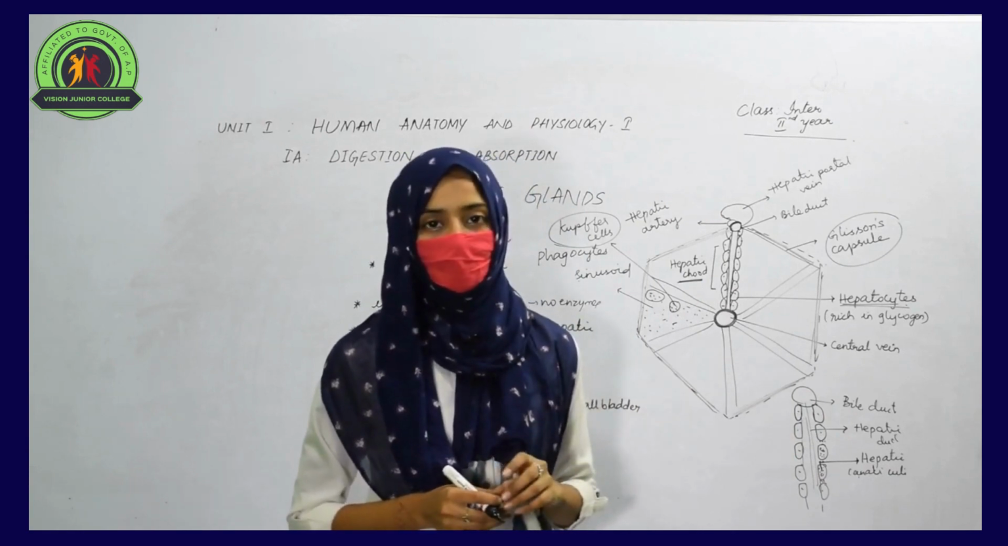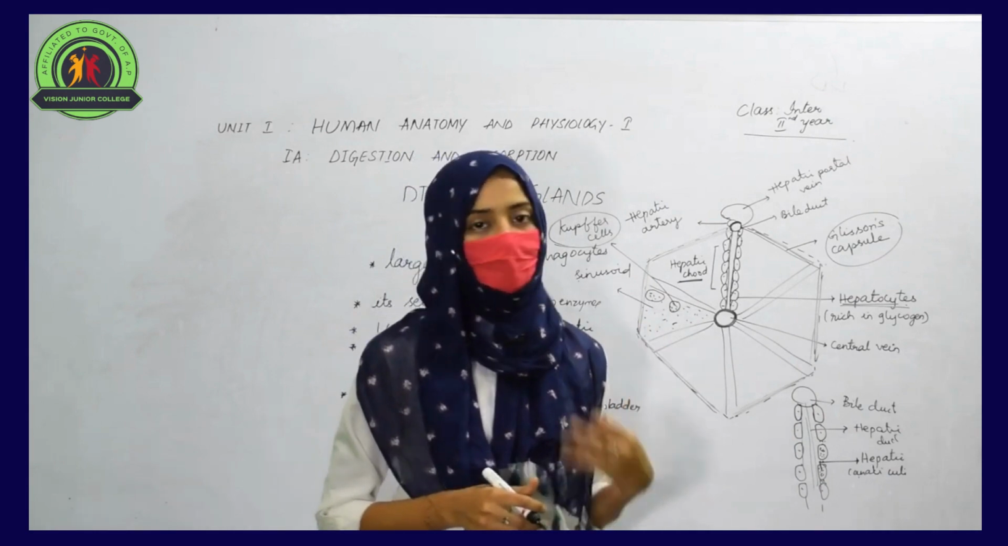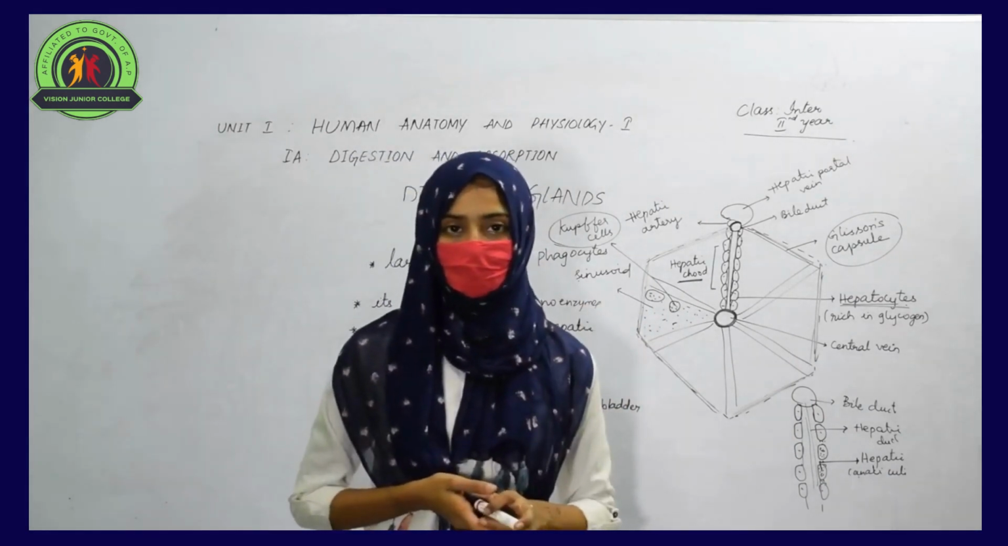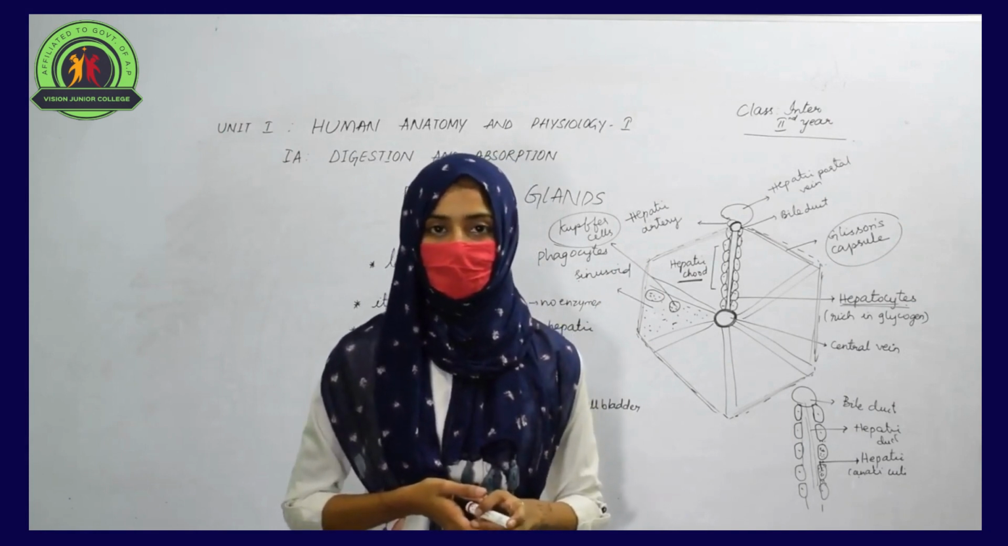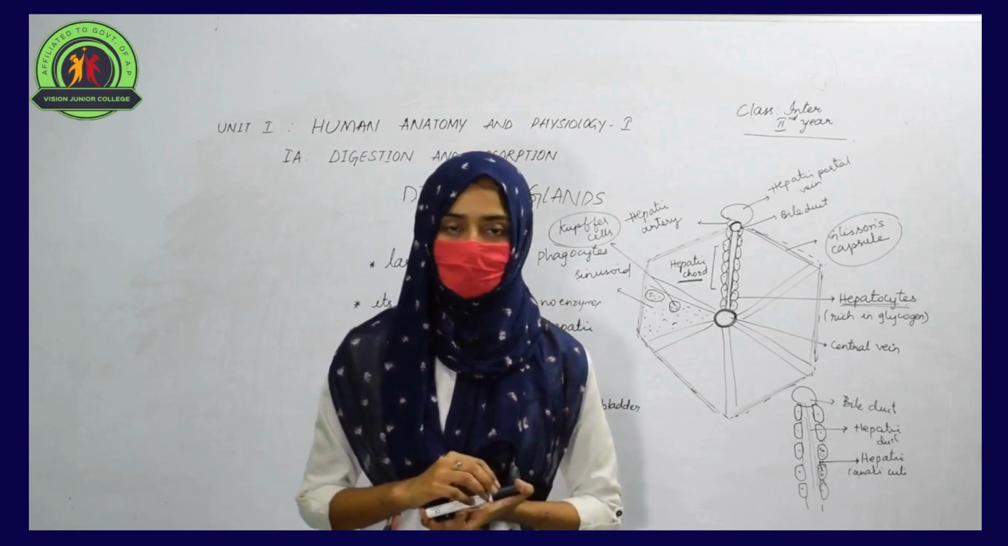In this way, the bile secretion takes place in the different liver cells, and it is transferred through the different ducts and helps in the process of digestion. So this is how the different cells are arranged in the liver, and they are responsible for secreting the digestive juice called bile, which does not contain any enzymes in it.